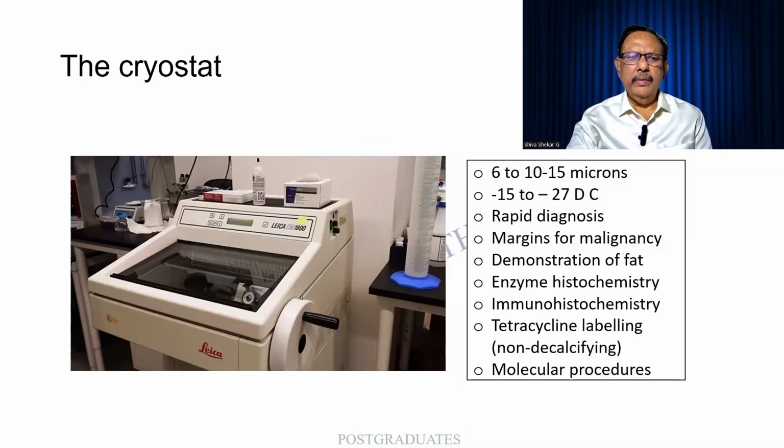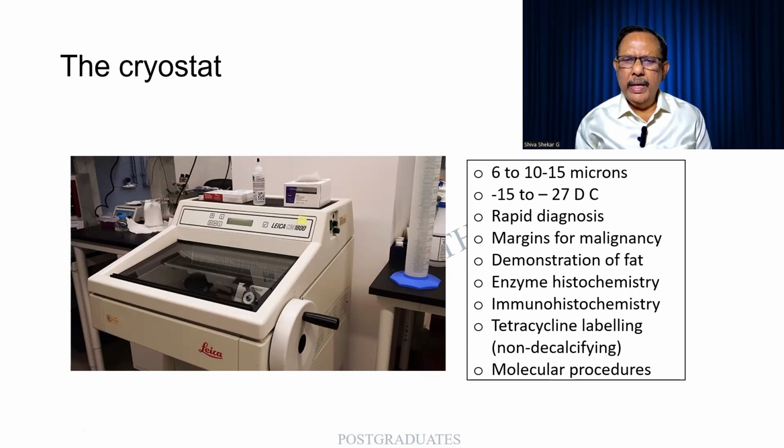The cryostat. You people should be aware of it, and the sections are usually around 6 microns, though it might be as thick as 10 to 15 microns for various purposes. The temperature range is given over here, minus 15 to minus 27 degrees centigrade. And these are all the uses of the cryostat. You people should be able to rattle it off.